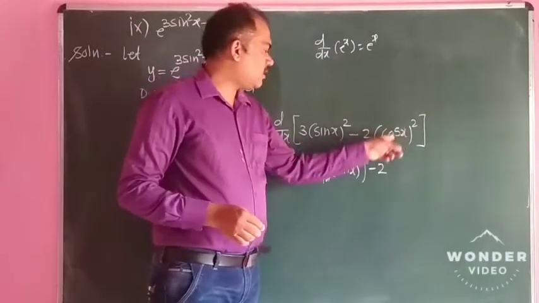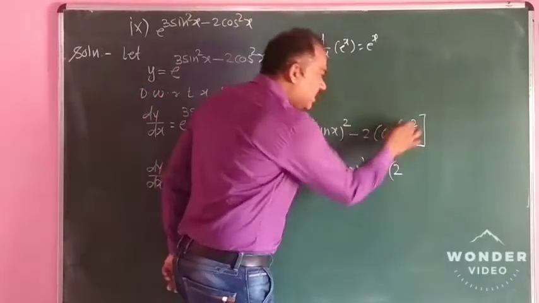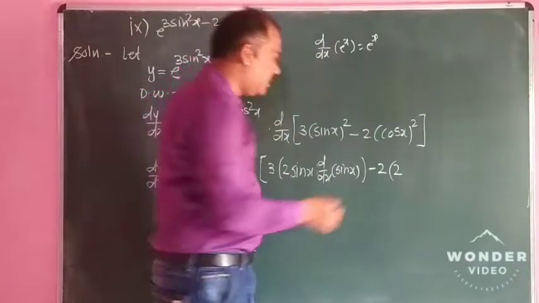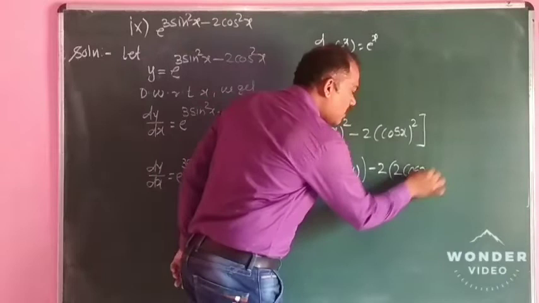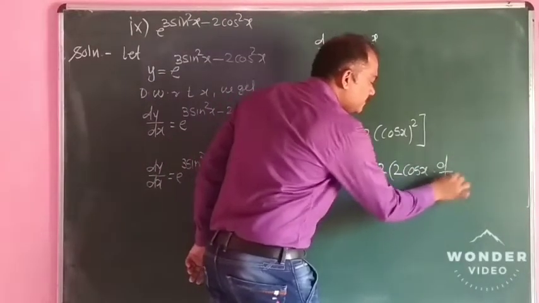Okay, now cos x raised to 2, what is the power? 2. We can take this power as it is. We have to minus 1 from this power 2, that is 2 minus 1 is 1, that is nothing but cos x into d dx of cos x.